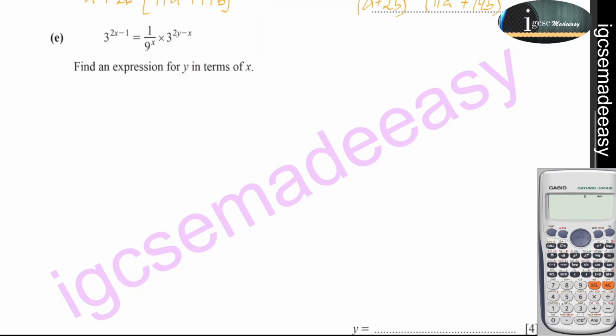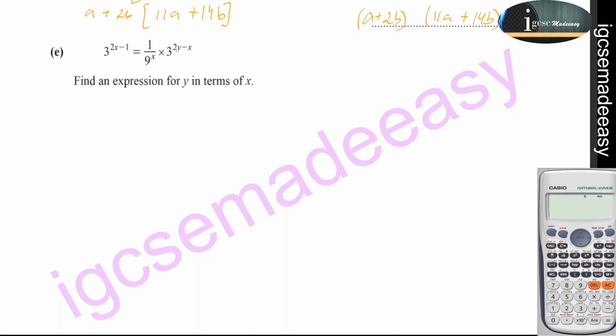So let's do the next part E. So first we can do one thing, we can just cross multiply this one, so that I can make 9 as 3 to power something, and I'll make 9 as 3 square. I hope you understand. So let me take this step again.